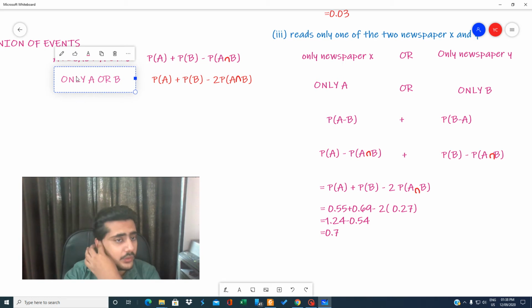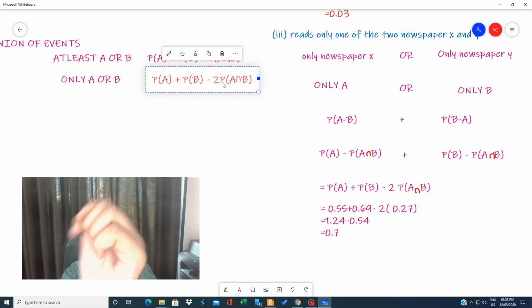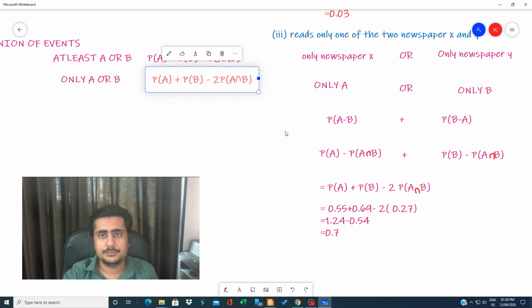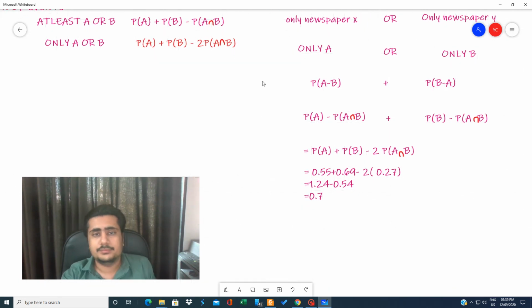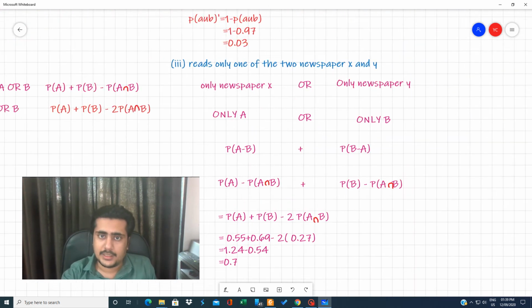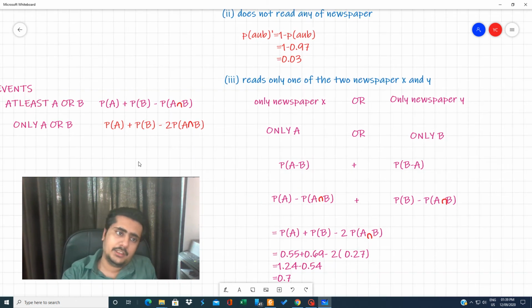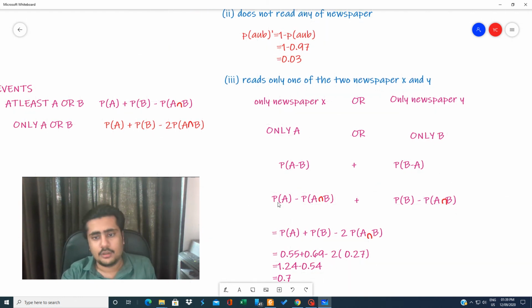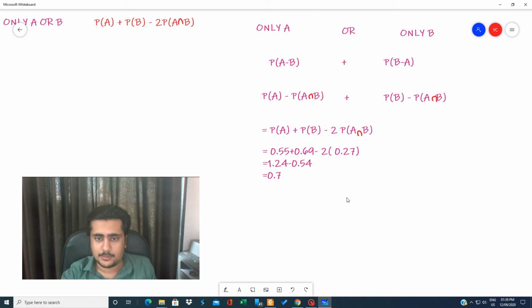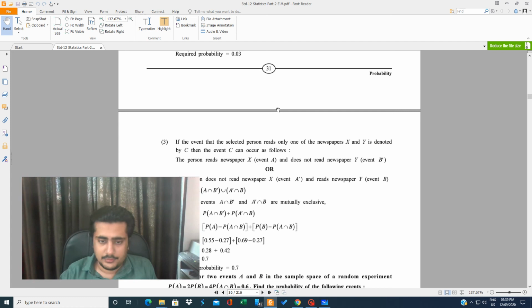And in this, if only A or B occurs, then it stands like P of A plus P of B minus 2 P of A intersection B. If you get only A or B, you have to put the formula like this: P of A plus P of B minus 2 P of A intersection B. I explained how this formula has taken place, but it's fine if you write this formula directly, no need to write this explanation.